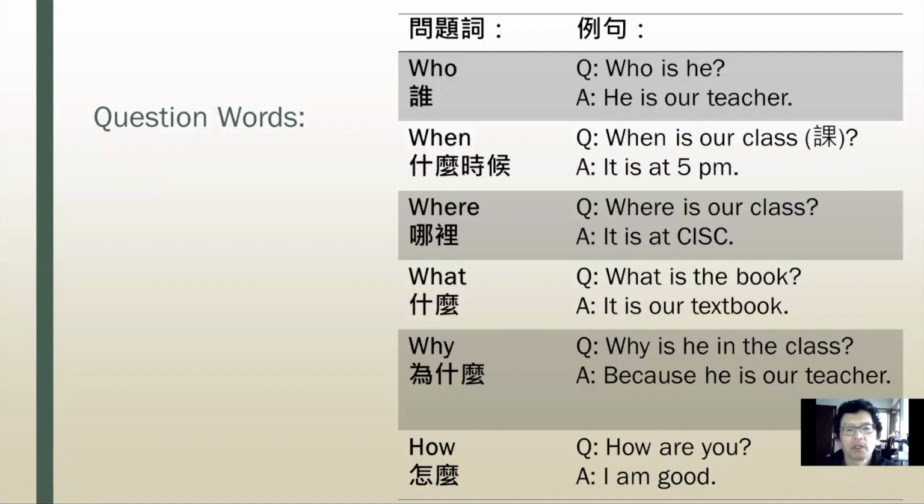Question words. The words used to ask a question in English are the question words that are who, when, where, what, why, and how. Who is he? He is our teacher. When is our class? It is at 5 p.m. Where is our class? It is at CAISC.